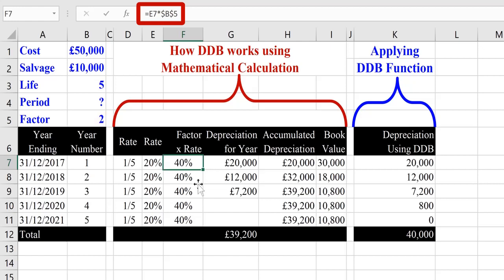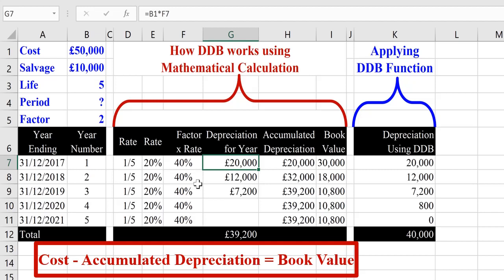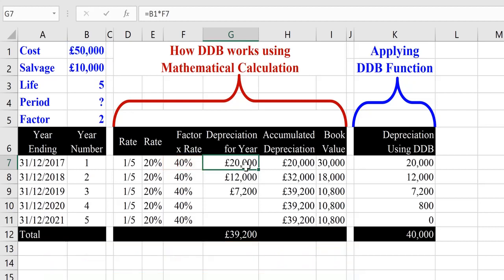B5 is the absolute reference, and it is multiplied with the rate. Rate is 20%, so that means we are doubling the rate. So it will become 40%. Now we have to apply this 40% to the book value of the asset. For the first year, cost is the book value, as there is no cumulative depreciation at the beginning of year 1. So cost is 50,000. We need to calculate 40% of 50,000, which is equal to 20,000.